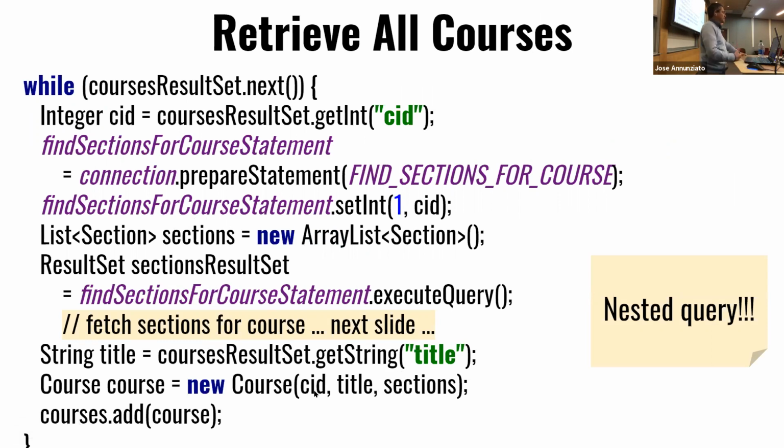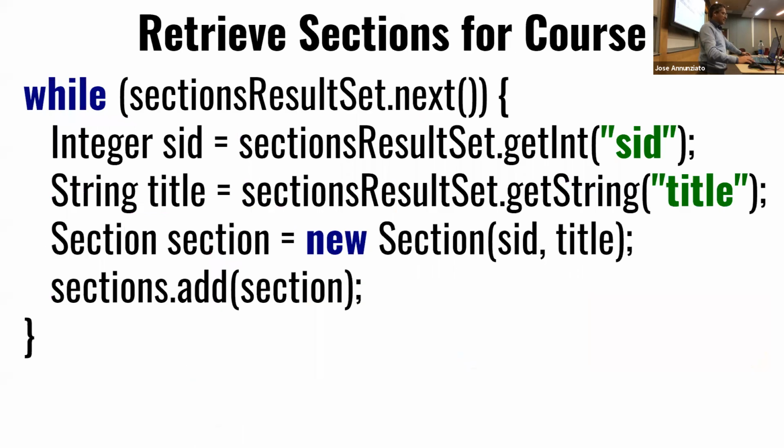So this would be an implementation of eager loading. I'm loading the course, and for every course, I'm also loading their sections. I put them in a collection of sections, which I then use to instantiate each one of the courses. So this is not lazy, this is eager. If this were lazy, I would not have this inner query to fetch also the sections for the course. I would leave it for later, to fetch them a little later.